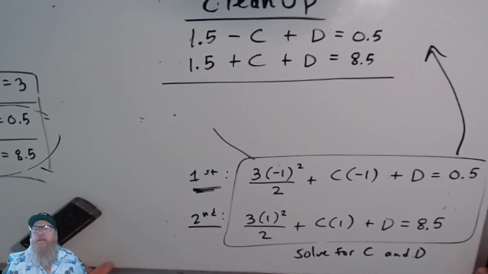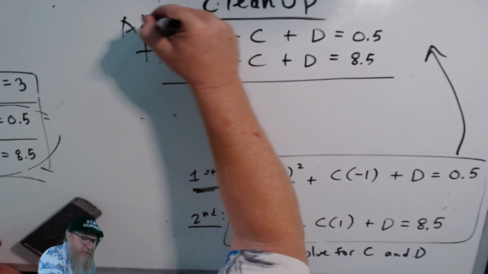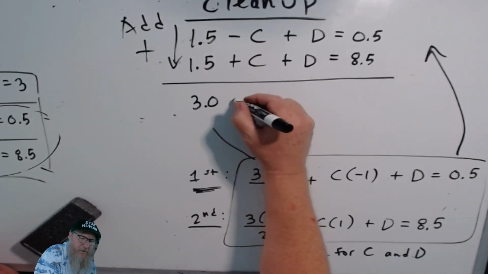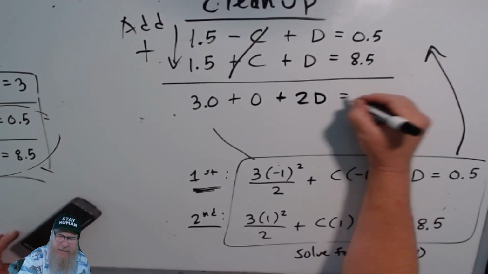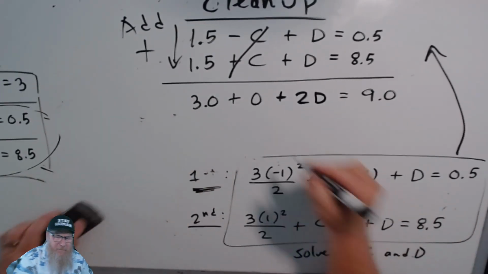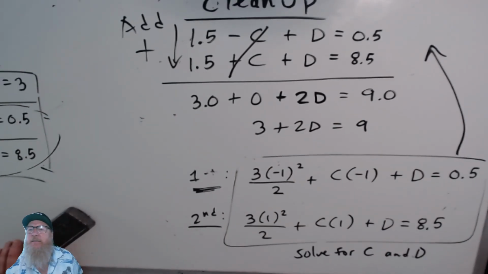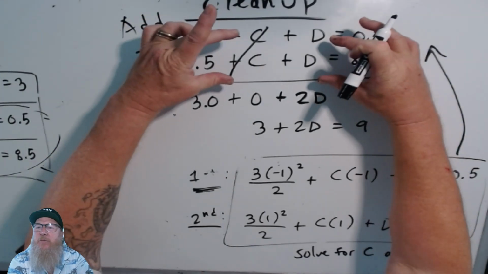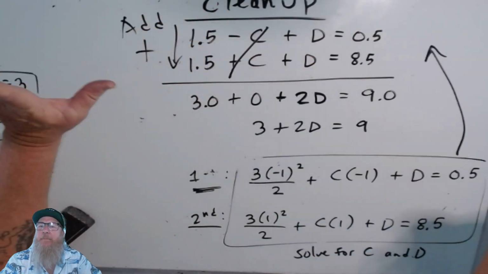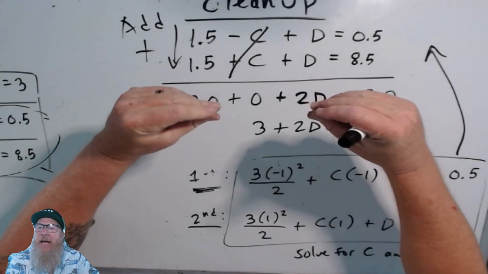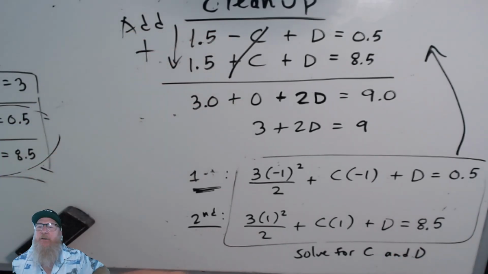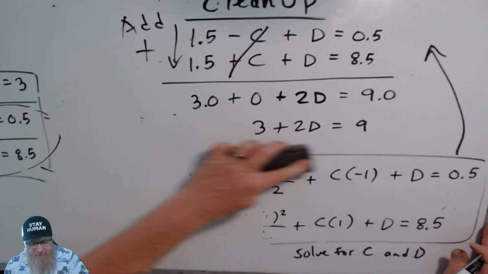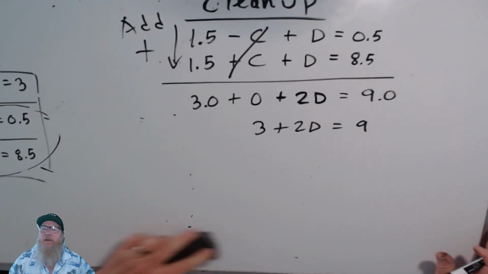All right. Let's add these together like this, and you're going to get 3.0 plus 0, the c's will cancel, plus 2d equals 9.0. Or if you like, 3 plus 2d equals 9. You can take two equations with two variables, stack them on top of each other, make sure you line up the appropriate columns with the appropriate variable, add them together. As long as one of them is negative and the other one is positive, which is by design, you get a 0, and that eliminates one of those variables. If you took a high school algebra or a college algebra course, we call that an elimination method.